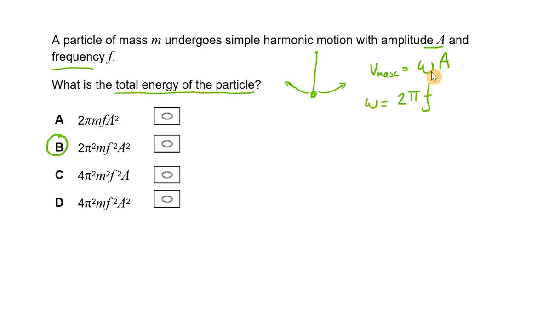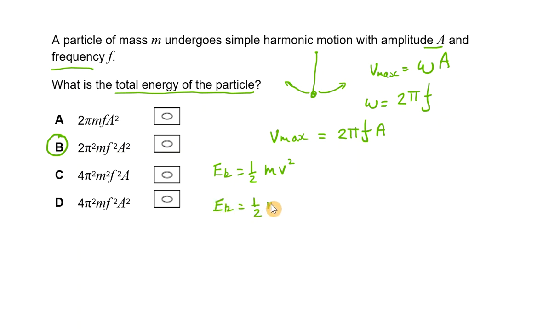So I can substitute 2 pi f into this first equation, which will give me the maximum velocity is going to be equal to 2 pi frequency multiplied by the amplitude. And now, because I know the maximum velocity, I can use the kinetic energy equation. Kinetic energy equals a half times mass times velocity squared. And if I substitute 2 pi f A instead of v, I'll find out the maximum kinetic energy.